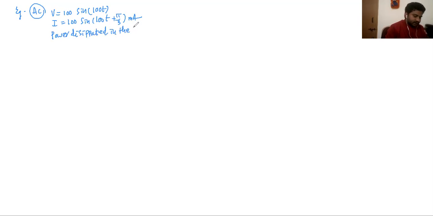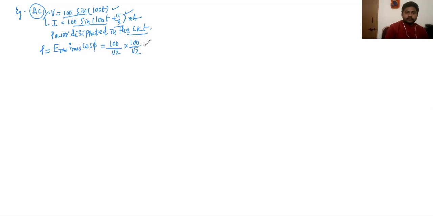So we have the formula in the power dissipated in the circuit concept, right? Here, if you carefully see, there is a V and I. I is leading. So for the power dissipated, there is a phase difference also. You can find the power dissipated is equal to E_RMS into I_RMS into cos phi, because phi is also there. So it is so simple. E_RMS is 100 by root 2, I_RMS is 100 by root 2, and this is cos pi by 3, cos 60. Cos 60 is 1 by 2, right? So I can write this as 100 into 100 divided by 2 into 2.